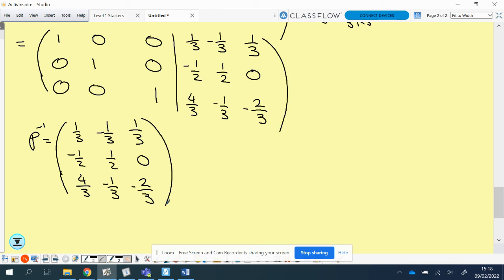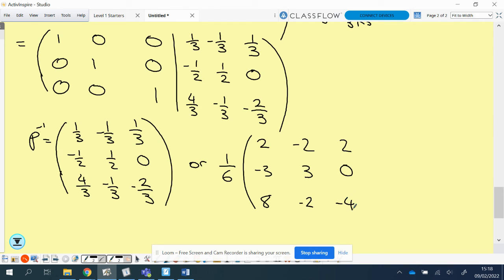Okay. Or if you wanted to make it look a bit nicer, if you actually brought out a common factor of a 6 out of everything, then it would be 2, minus 2, 2, negative 3, 3, 0, and 8, minus 2, minus 4. Okay, but that's how you get the inverse of a 3 by 3 matrix, a lot more complicated. You okay with that, folks?